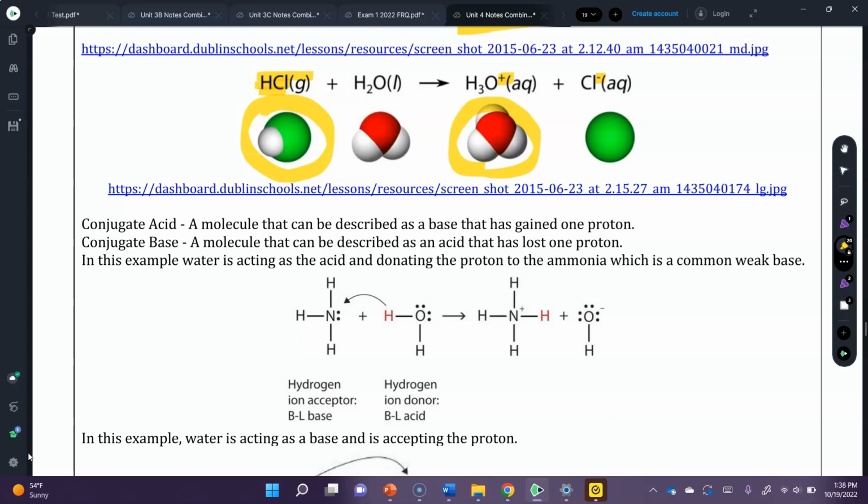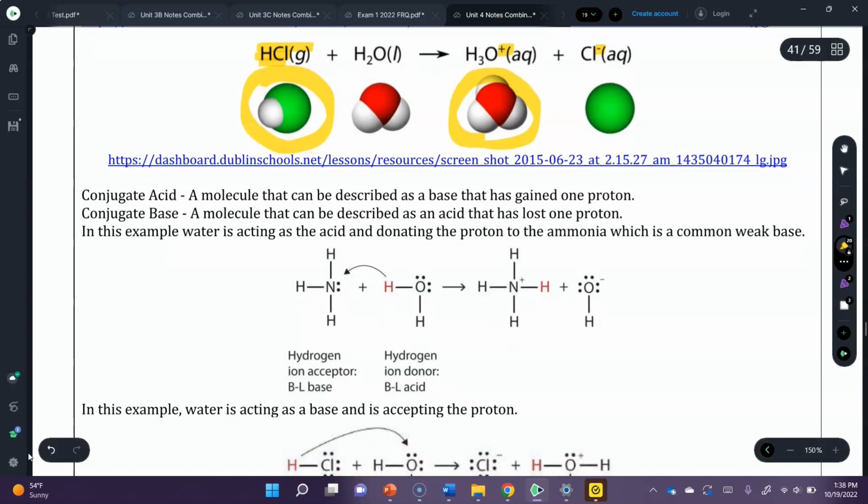From here, when we have our acid, hydrochloric acid, HCl, that would be its acid. When it becomes just the chloride ion, that becomes its conjugate. And since hydrochloric acid is an acid, its conjugate is considered a base. So this would be its conjugate base. And then water is accepting the proton, so that makes it the base in this reaction.